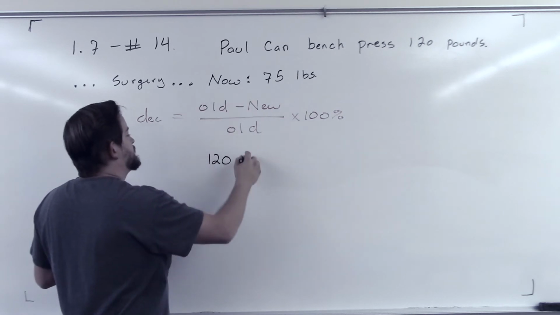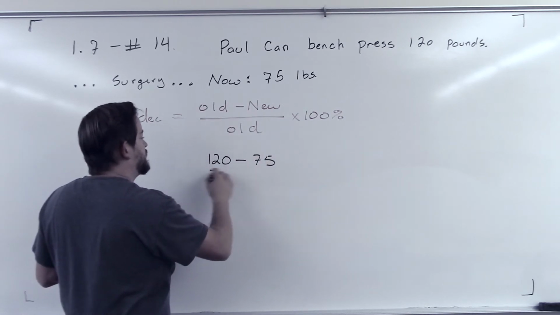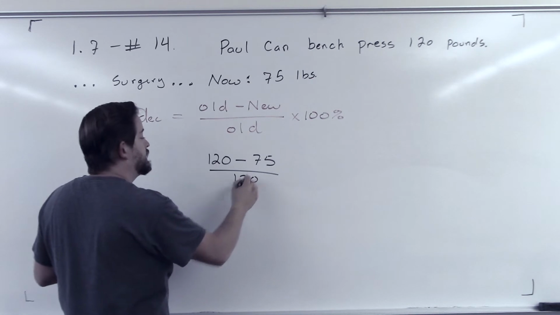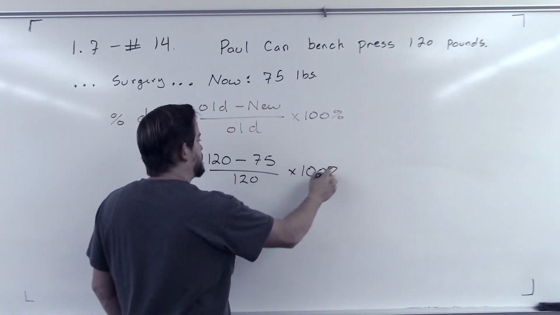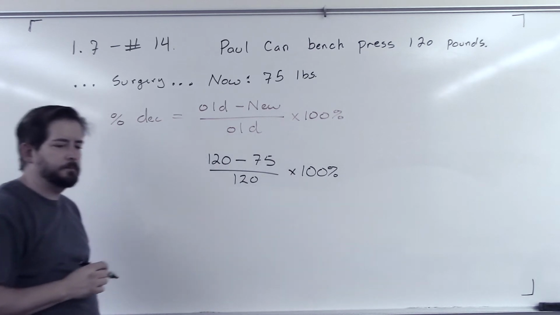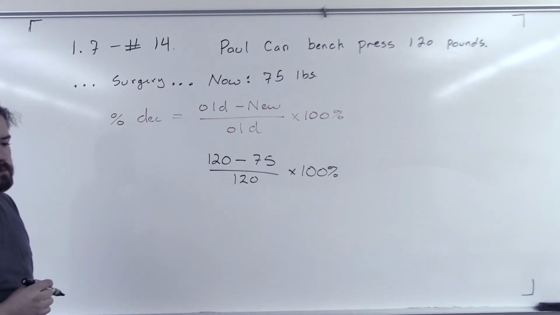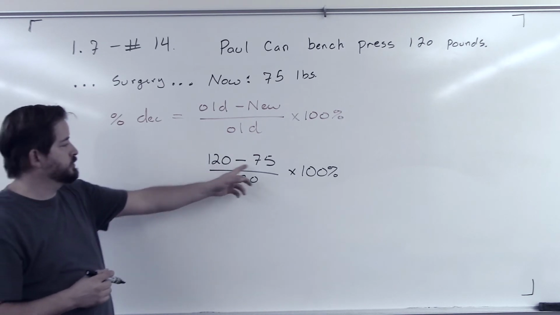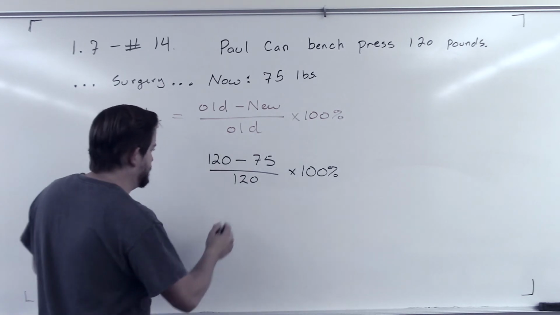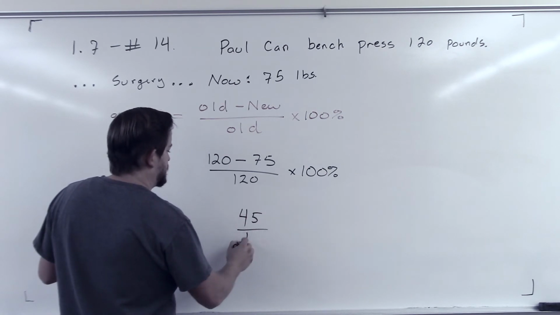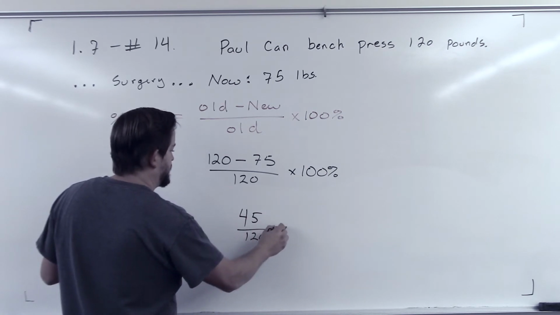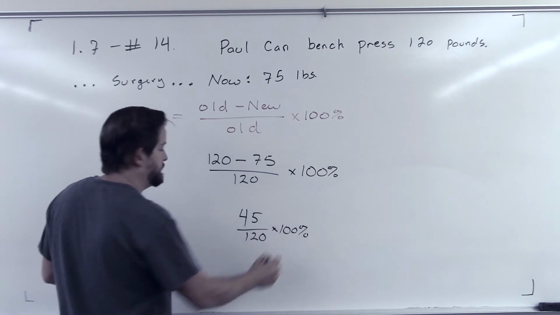So his old, he used to be able to bench press 120 pounds. The new is now 75 pounds. And then divide that all by his old, 120, and then multiply this by 100%. So I just have to do the subtraction to start. 120 minus 75 is 45, over that 120, multiplied by the 100%.